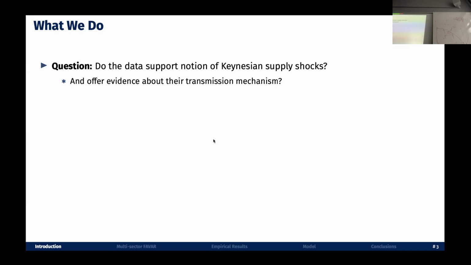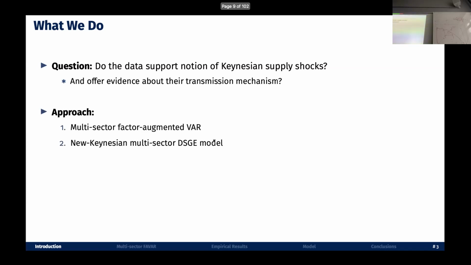And we want to be able to offer some evidence about this transmission mechanism. So as I said, I'm going to focus on the first part of the paper, which is empirical, which is going to use a multi-sector factor augmented VAR. It's a vector autoregression. I've been told we probably speak a very similar language when it comes to this model. And it's almost obvious why you want to use this thing, because I want to account for many sectors.